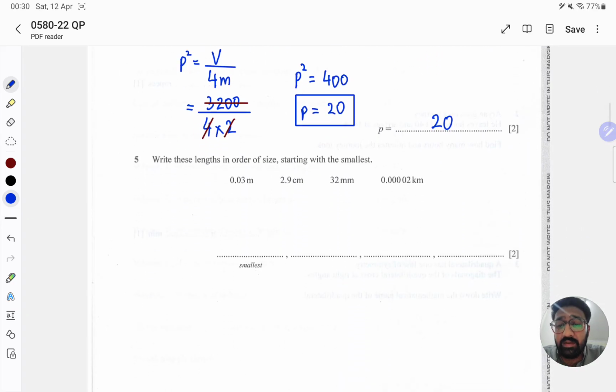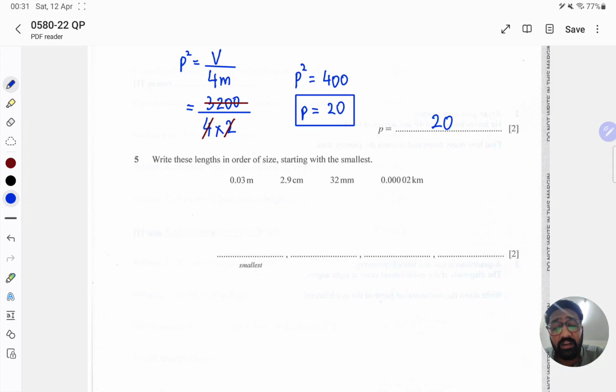Question number 5 says write these lengths in order of size starting with the smallest. Whenever you are writing in an order, your first target should be to bring all of them into the smallest unit. The smallest unit over here is a millimeter. You can convert it into a centimeter as well. It won't make any difference.